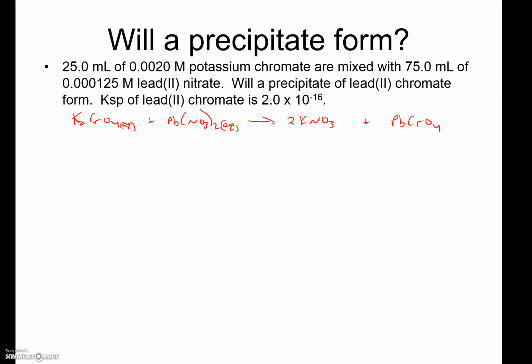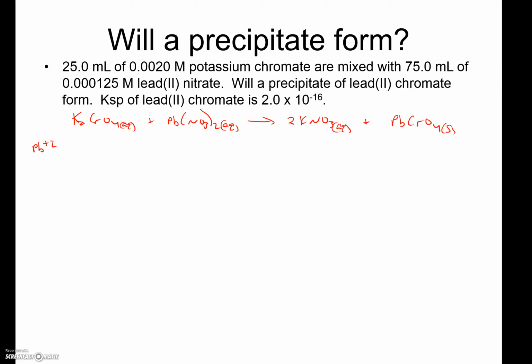We know that any compound that has potassium or nitrate in it is soluble, so this is not going to be a precipitate. But if we have enough ions in solution, the lead chromate will precipitate. So we want to figure out what the lead ion concentration is in the solution after we mix it together, what the chromate ion concentration is after we mix the solution together, figure out what the product of those concentrations would be, and then compare it to the KSP value. So let's start with the lead ion first.